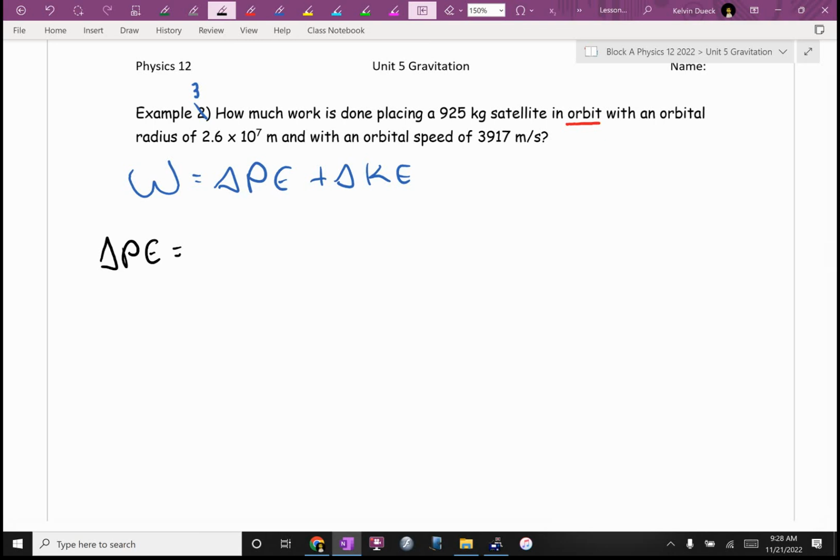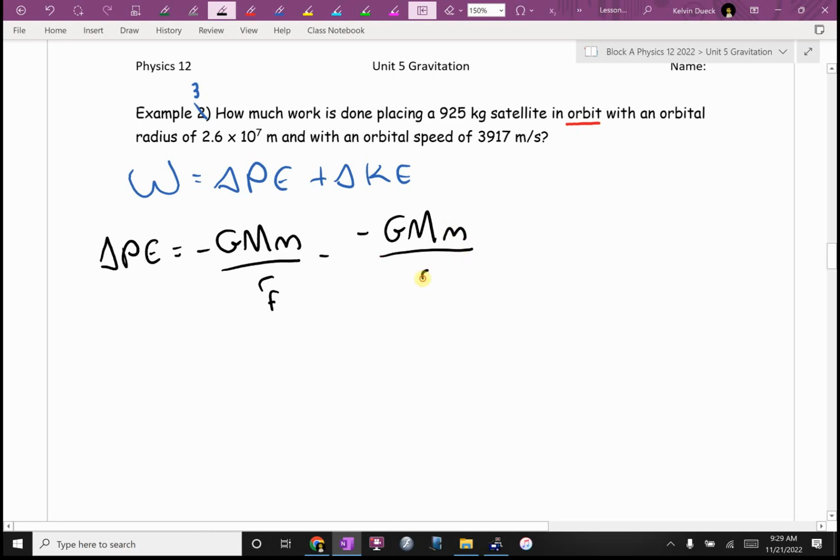Can I use mgh? No, we're cosmic, so it's going to be negative big G, big M, little m over R, there's my final, minus negative big G, big M, little m over R, there's my initial. In fact, it's going to be really similar to what we did. Oh, except they didn't give me the altitude. They gave me the orbital radius, so I won't need to add the radius of the Earth to this one. So you can also underline that word as well. That's a good trigger word. All righty. Here we go.